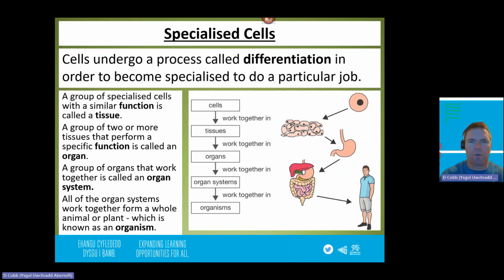Sorry, did I miss one out? I think organs to organ systems to organisms. And the important thing there is to emphasize the function: a group of specialized cells with similar function is called a tissue. That's similar function. And then a group of tissues which work together to form a specific function is called an organ. And the same with the organs that work together to form a function is called an organ system, and so on. So that term function is useful.